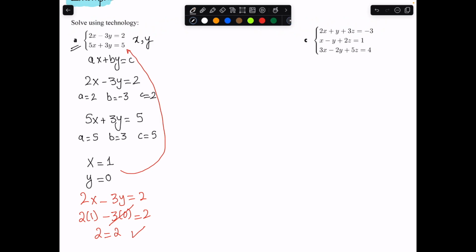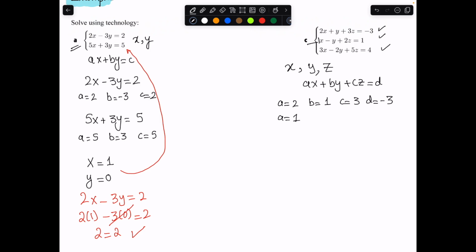Now let's look at the second question. We have three variables in this question, x, y, and z. So it is a three-variable system of linear equations. As we can see, the equations are in proper format, which means ax plus by plus cz equals d. For the first equation, my a is 2, my b is 1, my c is 3, and d is negative 3. For my second equation, which is this one, my a is 1. If nothing is written with x or y, it's 1. Here also it will be minus 1, so b will be negative 1, c is 2, and d is 1. And for the third equation, my a is 3, b is negative 2, c is 5, and d is 4.